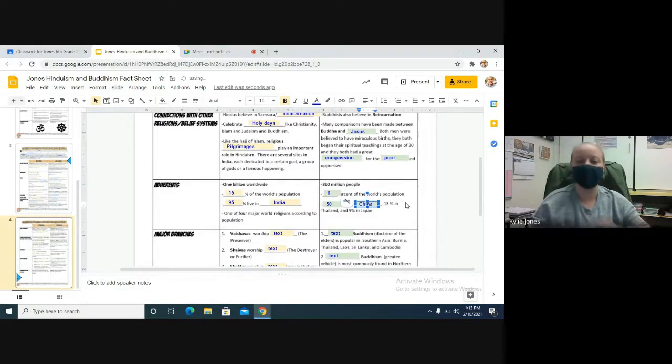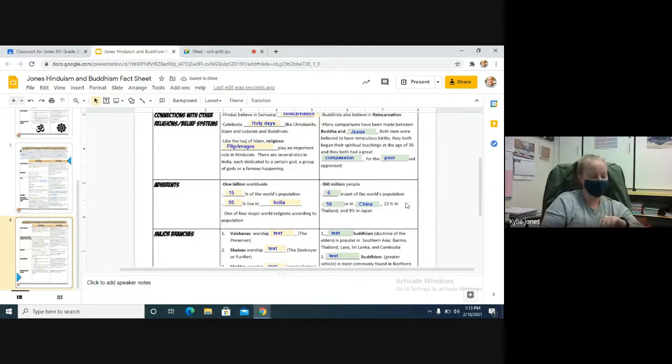And then 13% of Buddhists live in Thailand, and then 9% of Buddhists live in China. That's what I meant, Japan, I'm sorry. I read the wrong word. I think they're the same thing. China is not the same thing as Japan. They're different countries.